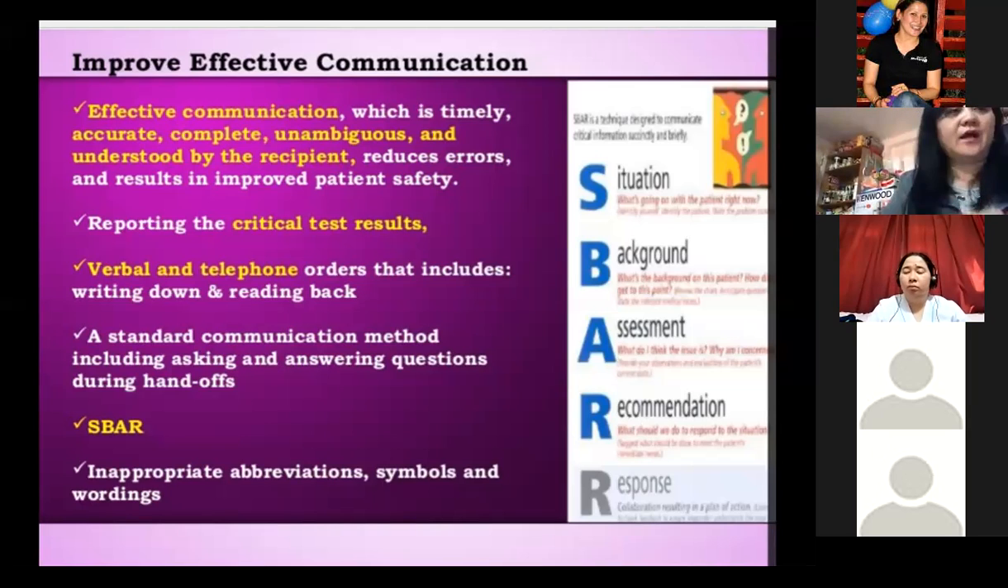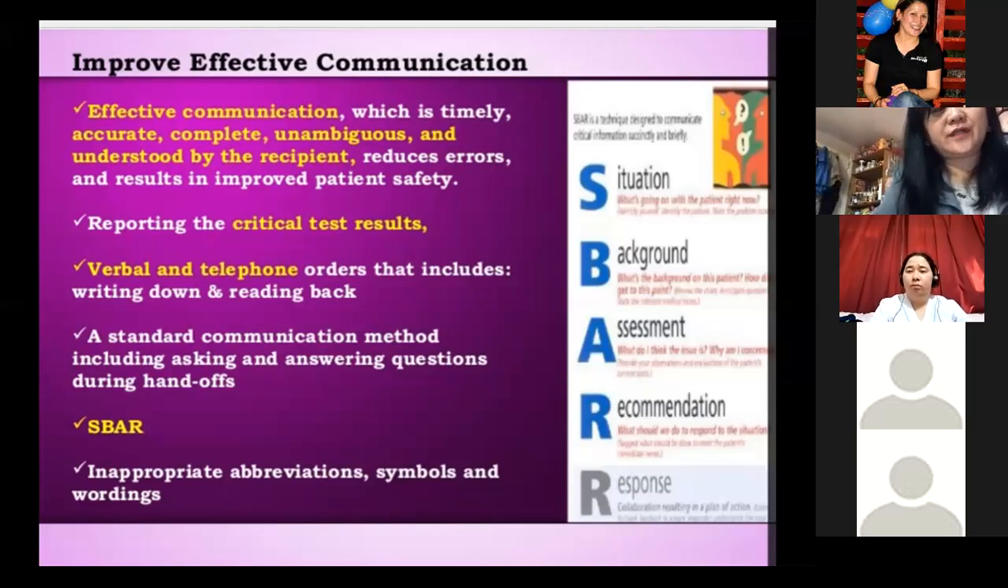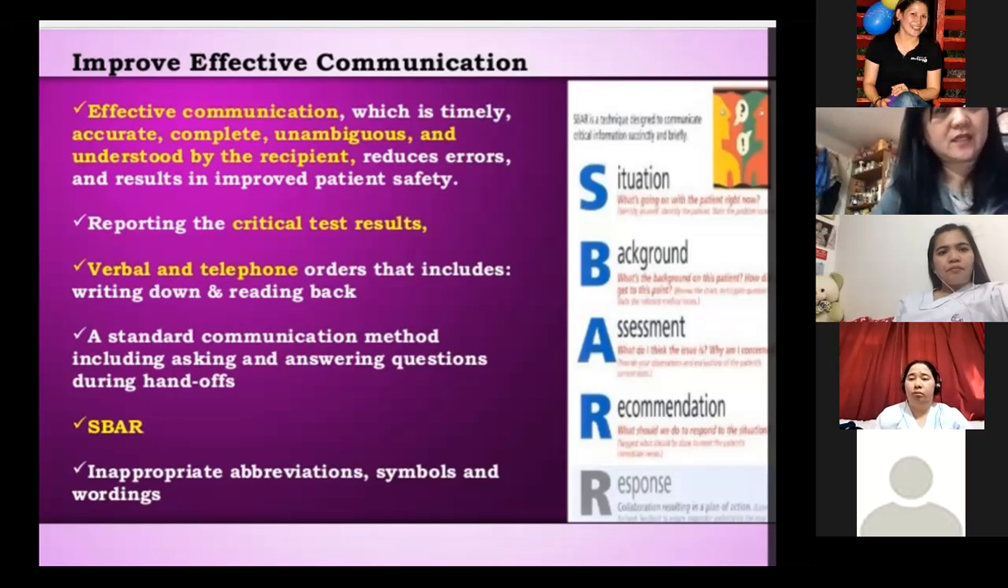Now, effective communication also must be timely, accurate, complete, unambiguous, and understood by the recipient. Because if they are able to understand, it reduces errors and also results in improved patient safety. So also for the reporting of critical test results, it must be handed over to your colleague. It must be endorsed and it must be labeled also.